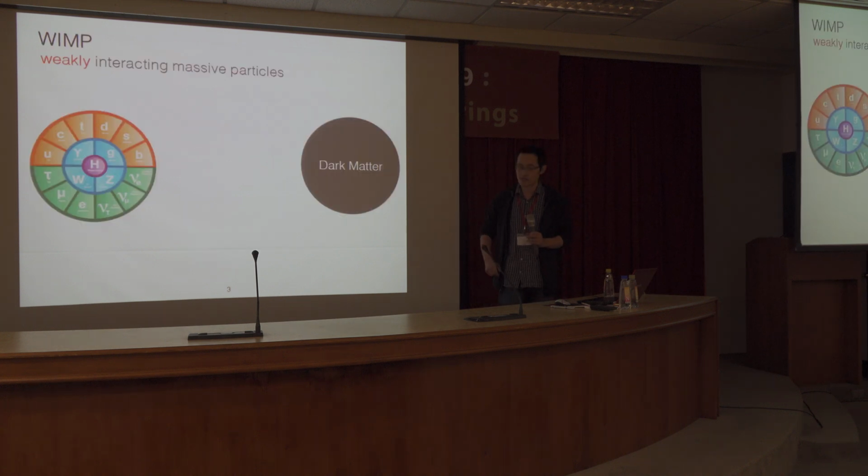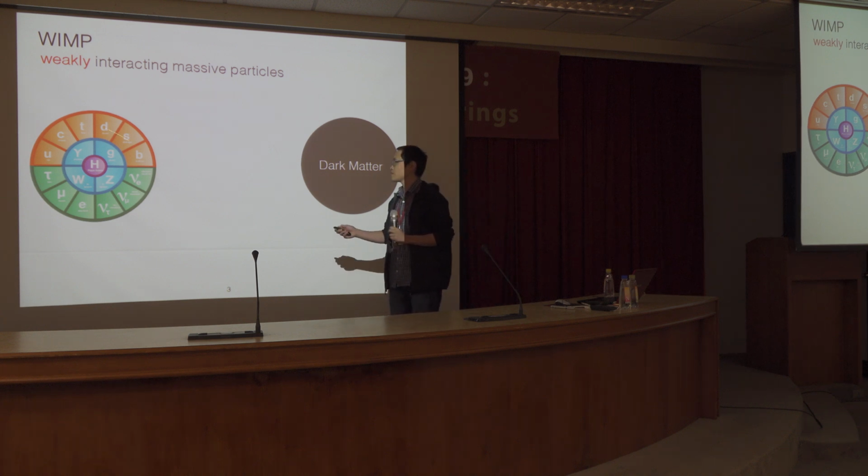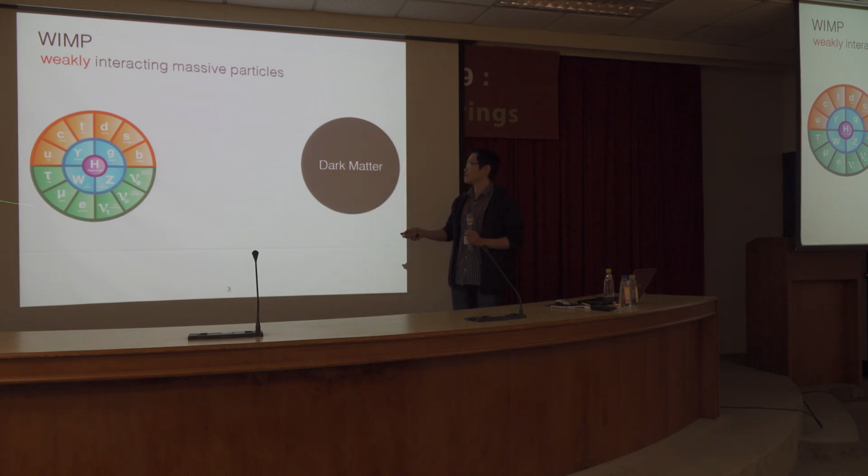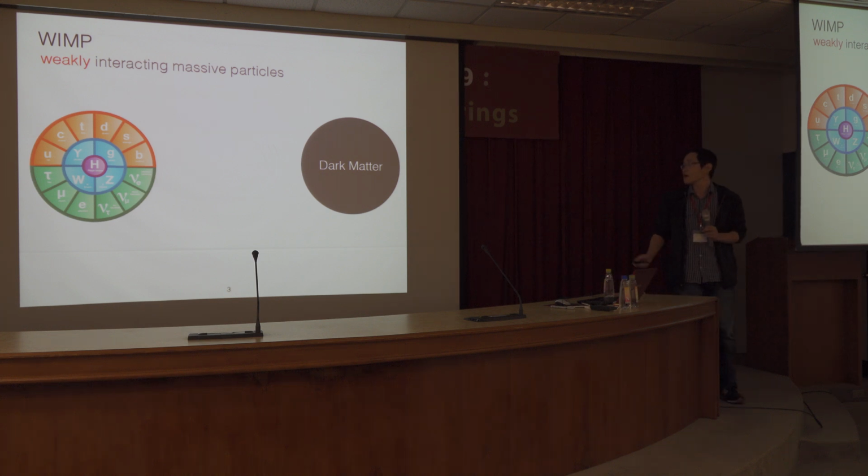Okay, let's get started. The weakly interacting massive particle. On the left-hand side is our beloved Standard Model. In the middle is the Higgs, and the next layer is the force carriers. The last layer is the matter fields. The right-hand side is the dark matter. Right now, 25% of the energy budget of the universe is made of dark matter.